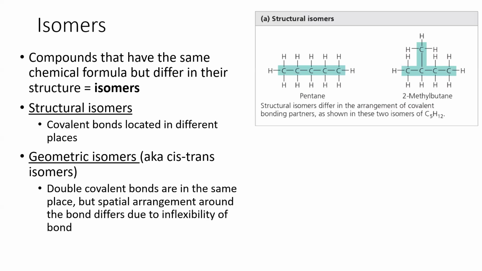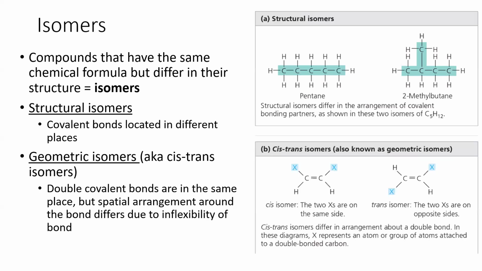We also have geometric isomers, which relates to the position of double covalent bonds. Now, double covalent bonds are relatively inflexible, especially compared to single bonds, which are more flexible. With these geometric or cis-trans isomers, the position of the double bond is the same, but we tend to see altered spatial arrangements. So the atoms that are attached to the carbon are in different positions.